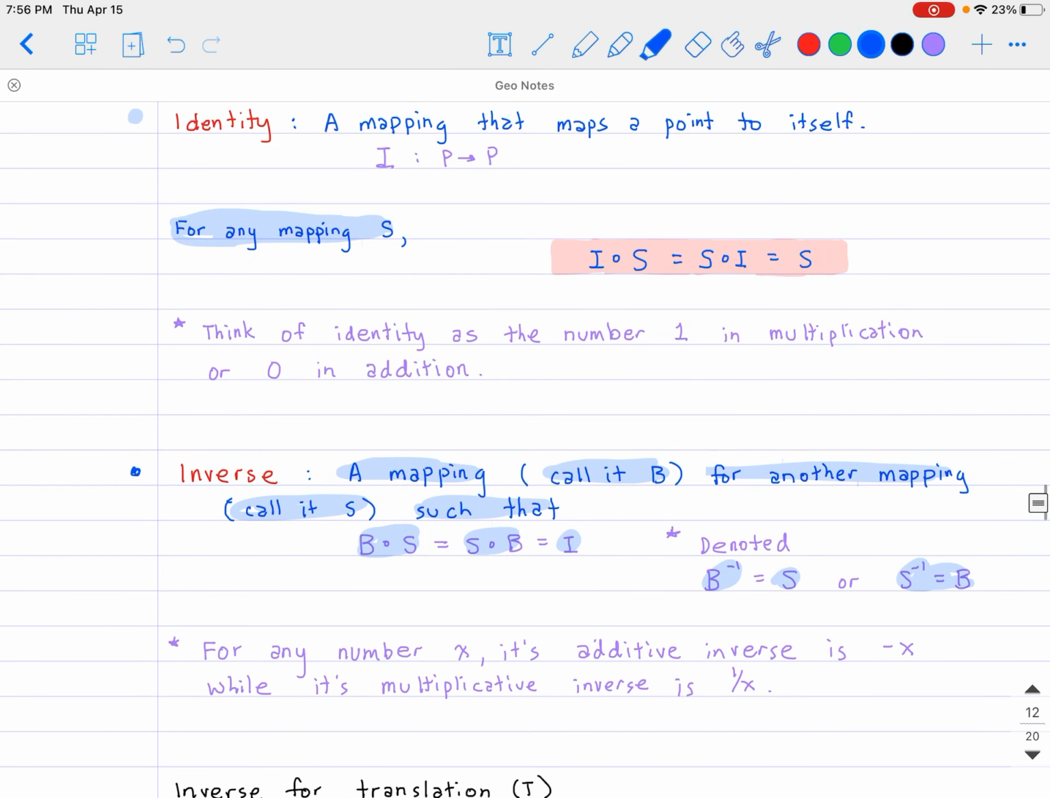In an analogy, if you're using real numbers, every number is going to have some sort of inverse. Under addition, for example, let's say we have the number 4. The additive inverse of 4 is negative 4, because 4 plus negative 4 is equal to 0, which is the identity. Whereas the multiplicative inverse of 4 is 1/4, because 4 times 1/4 is equal to 1, because 1 is the multiplicative identity.